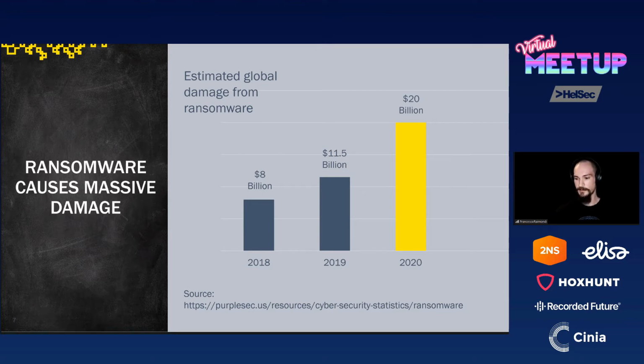There is a great article from the folks at purplesec.us that focuses specifically on the increase of damages done by ransomware attacks over the years. We see that in 2020, the estimated amount of damage done globally by ransomware attacks was around $20 billion, whereas it was estimated at around $8 billion in 2018. Of course, these are just indicative numbers. I'm sure the actual numbers are way higher, but still it shows how much this value has increased in just 2 years.